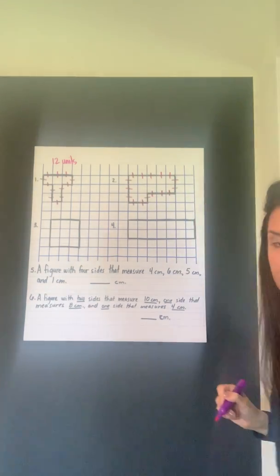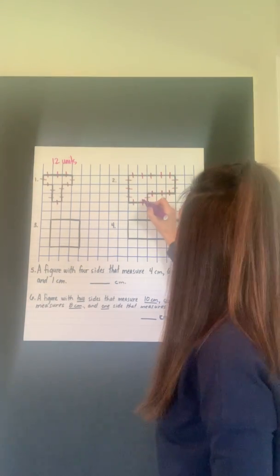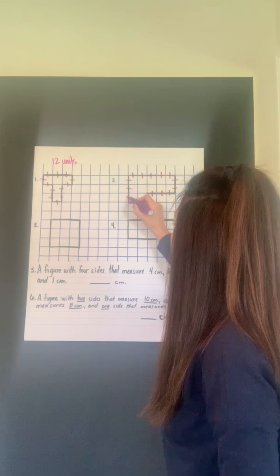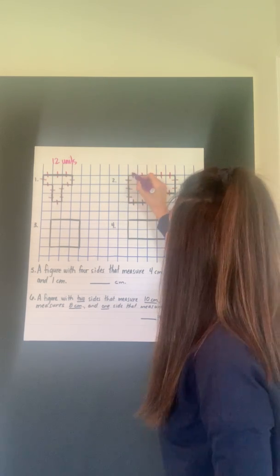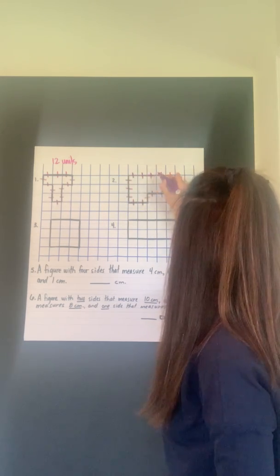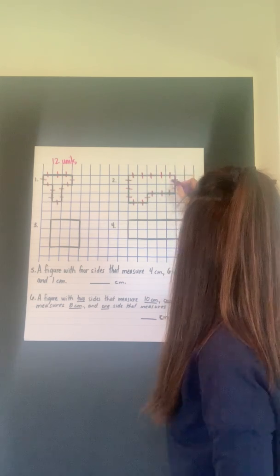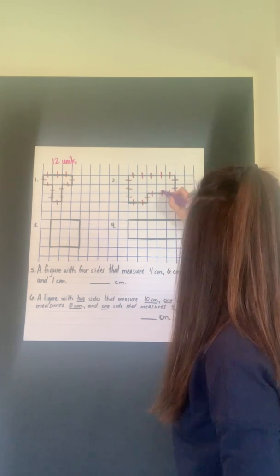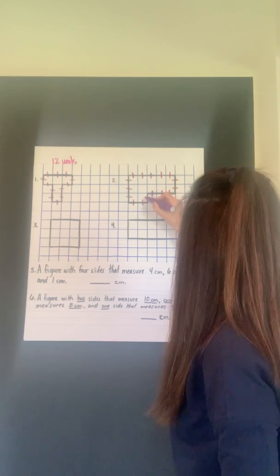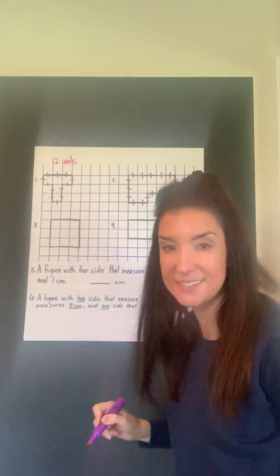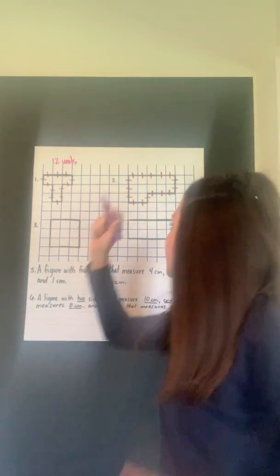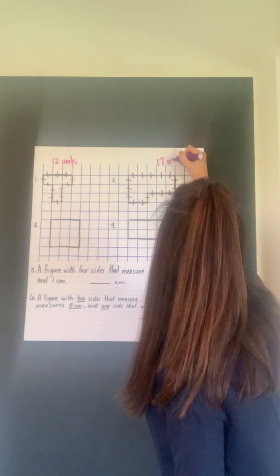And now I'm gonna count them. Are you ready? Count with me. 1, 2, 3, 4, 5, 6, 7, 8, 9, 10, 11, 12, 13, 14, 15, 16, 17. Did you get that, Kendall? Woohoo! 17 units.